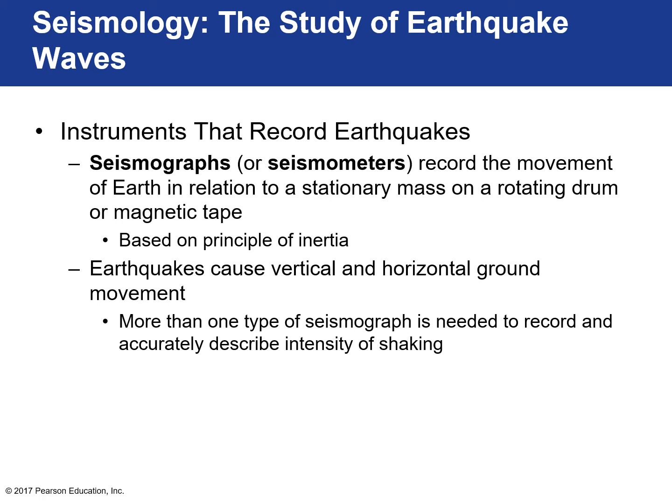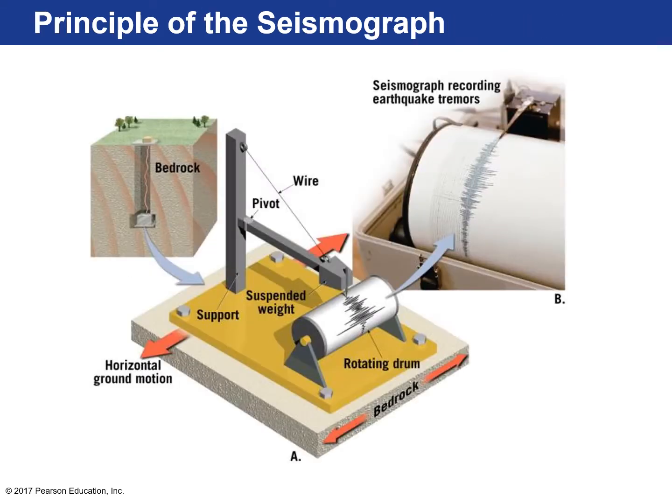But modern seismologists use more advanced instruments called seismographs or seismometers, and they record the movement of the Earth relative to a stationary rotating drum. Okay, I'll show you a picture of it in the next slide. Essentially, it's able to measure the crust movement in a horizontal and vertical fashion. Okay, so here's the way one works. One is anchored into the bedrock. There's a pen and a rotating drum of paper. As time passes, it slowly rotates, and the pen just lays on the paper.